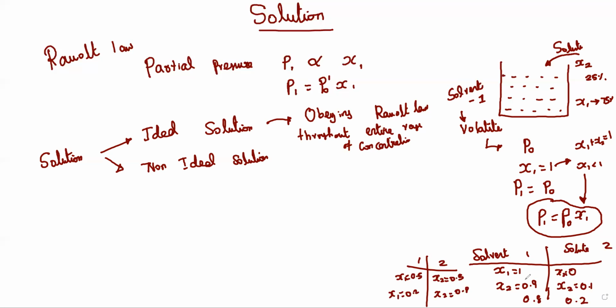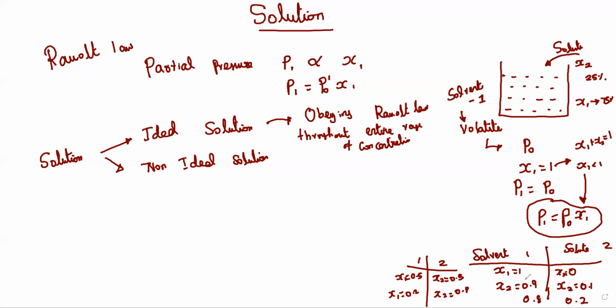Partial pressure can be easily measured. We can measure the partial pressure from the total pressure of the solution. If you fit any pressure gauge, you can measure the total pressure of the solution, and from that you can find the partial pressure. Mole fraction you can easily calculate. So P1 and X1, these two things you can easily get from the solution.